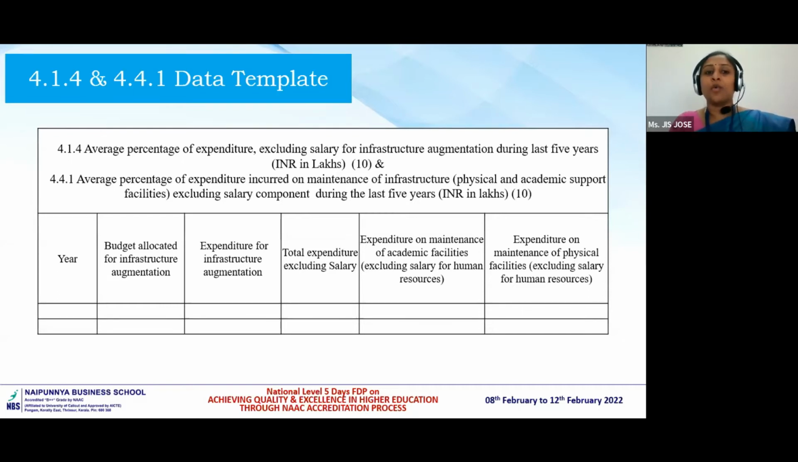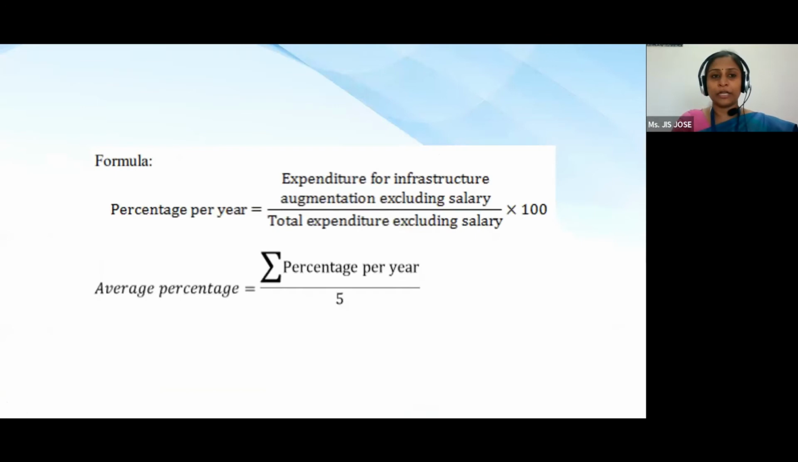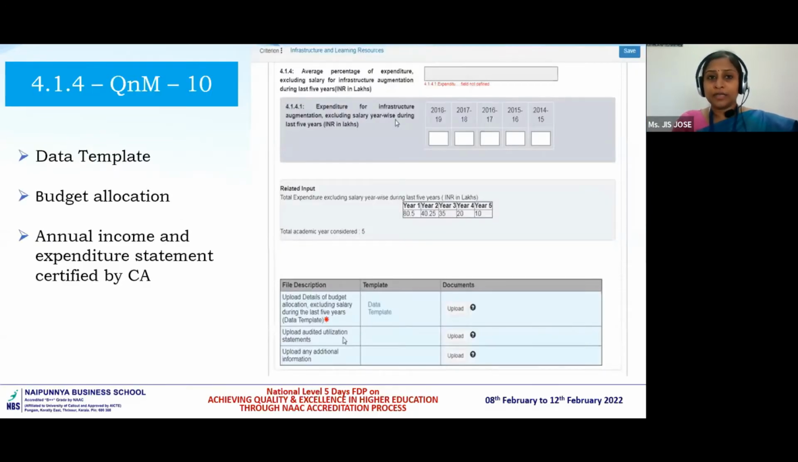So for each year, what is the budget allocated for the infrastructure augmentation? You please specify the amount in that column, and how much expenditure you made on the infrastructure augmentation. And in the column of total expenditure excluding salary, please find out the amount from the finance department, and please input the amount in the total expenditure excluding salary. And also expenditure on the maintenance of academic facilities and maintenance of physical facilities, that also is to be included in this particular metric.